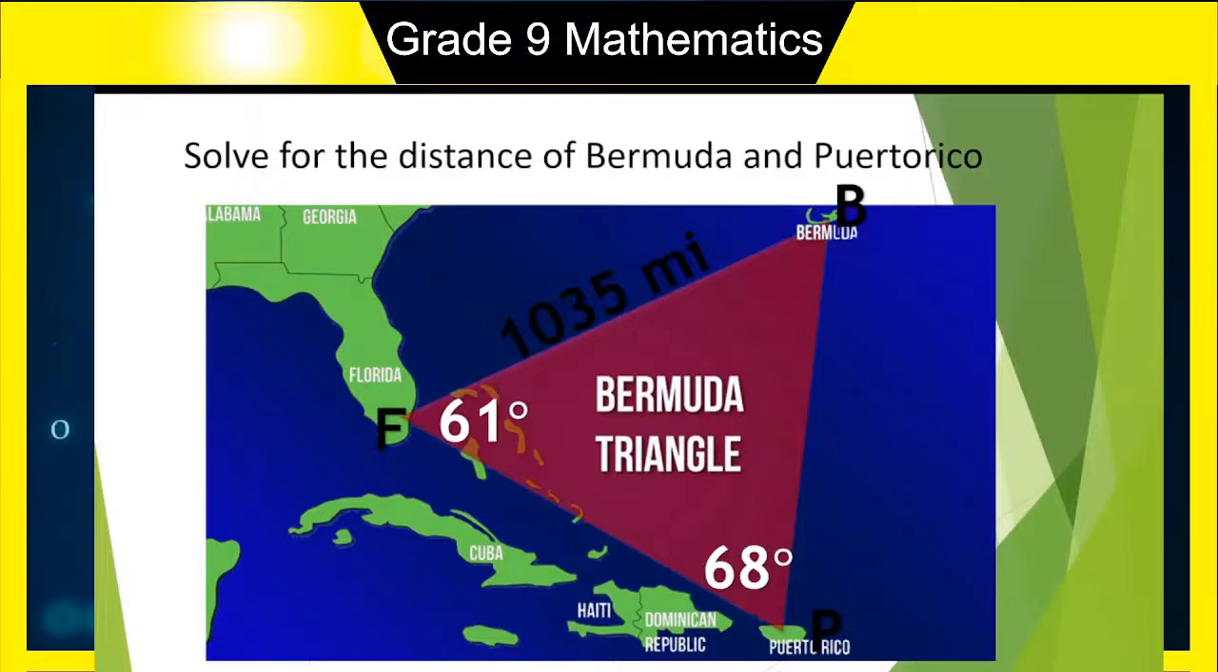Let's now proceed with our second problem, which is we need to solve the distance of Bermuda to Puerto Rico. So we have given angle F is equal to 61 degrees, angle P is equal to 68 degrees, and side P is equal to 1035 miles.